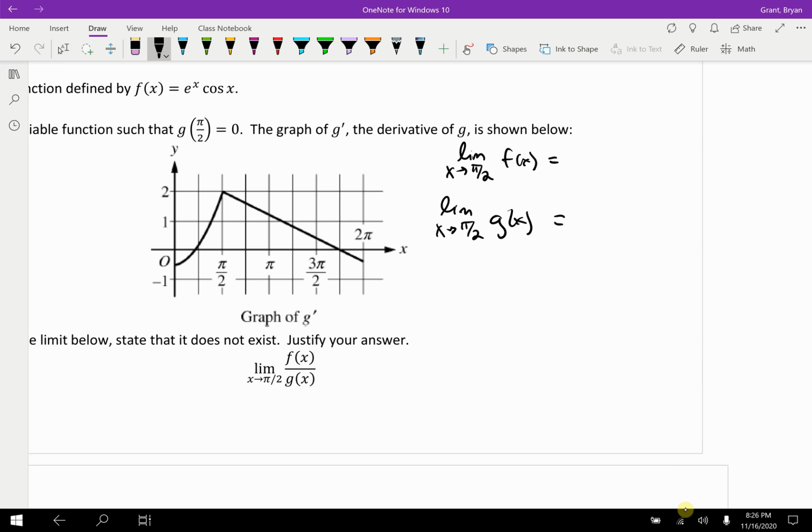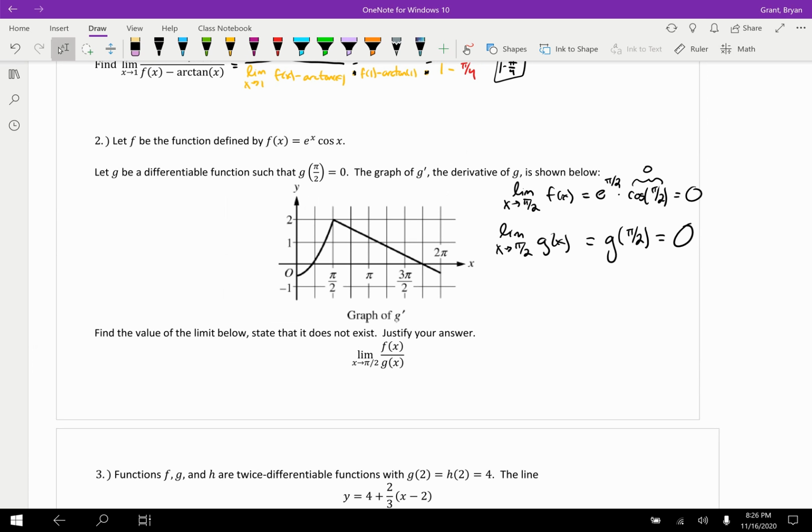All right, the limit as x approaches pi over 2 of f of x is easy because we have a function, e to the pi over 2 times cosine of pi over 2. I don't know what e to the pi over 2 is, but cosine of pi over 2 is 0. Anything times 0 is 0. G of x. You'd probably be tempted to say, oh, that's g of pi over 2. And g of pi over 2, they told us, is 0. However, remembering this problem when we graded it a few years back, you actually lost a point for doing that.